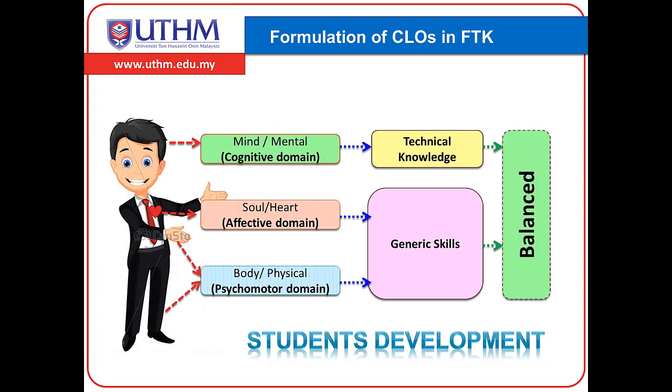So in your outcomes, there are generally three domains. You have the cognitive domain, which is basically your knowledge, about the mind and how you use the knowledge. You have the affective domain, which is basically how much you like the course, the program. And you have your psychomotor domain, which is the practical skills, your hands-on skills. The three of these domains will bring out a well-balanced graduate.